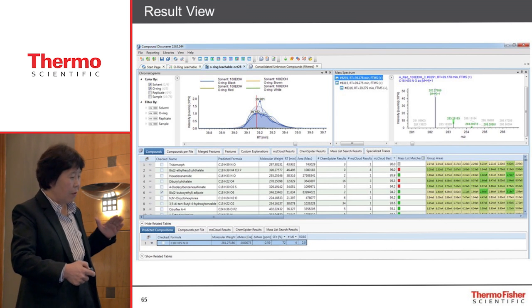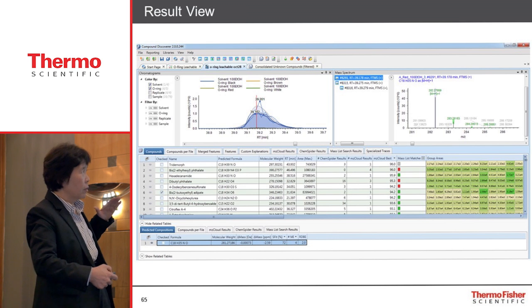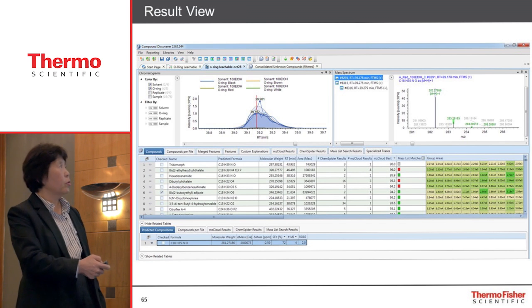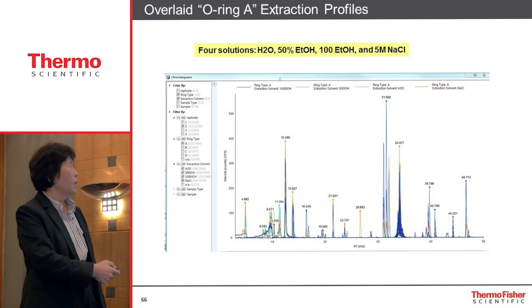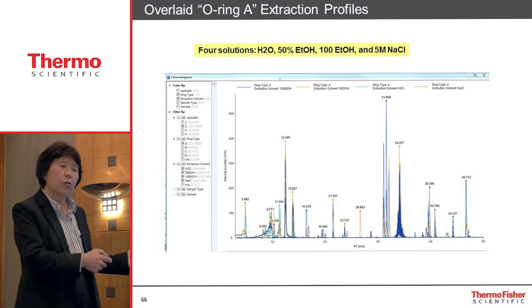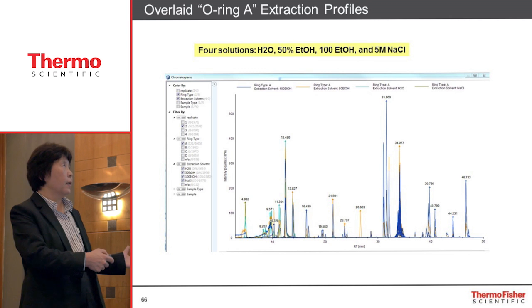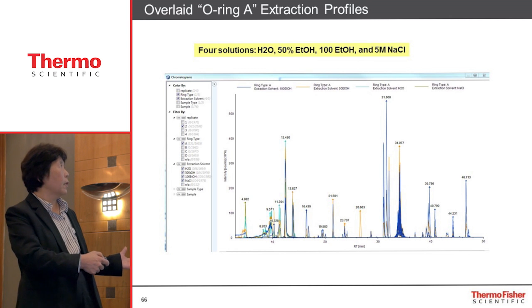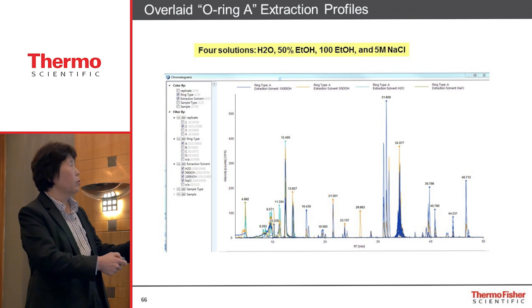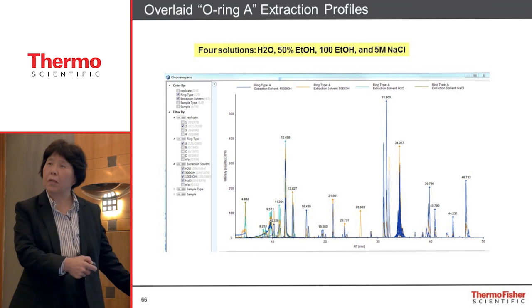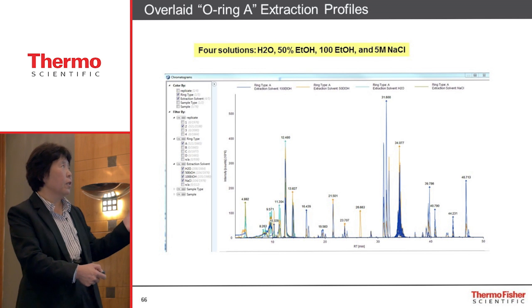So this is what I was talking about, you have to have spectral accuracy, or isotope fidelity. And for this particular experiment, you can view your result in whichever way you like in Compound Discoverer, right? This is the orange A in 4 different solutions. I want to see how they behave in different solutions.